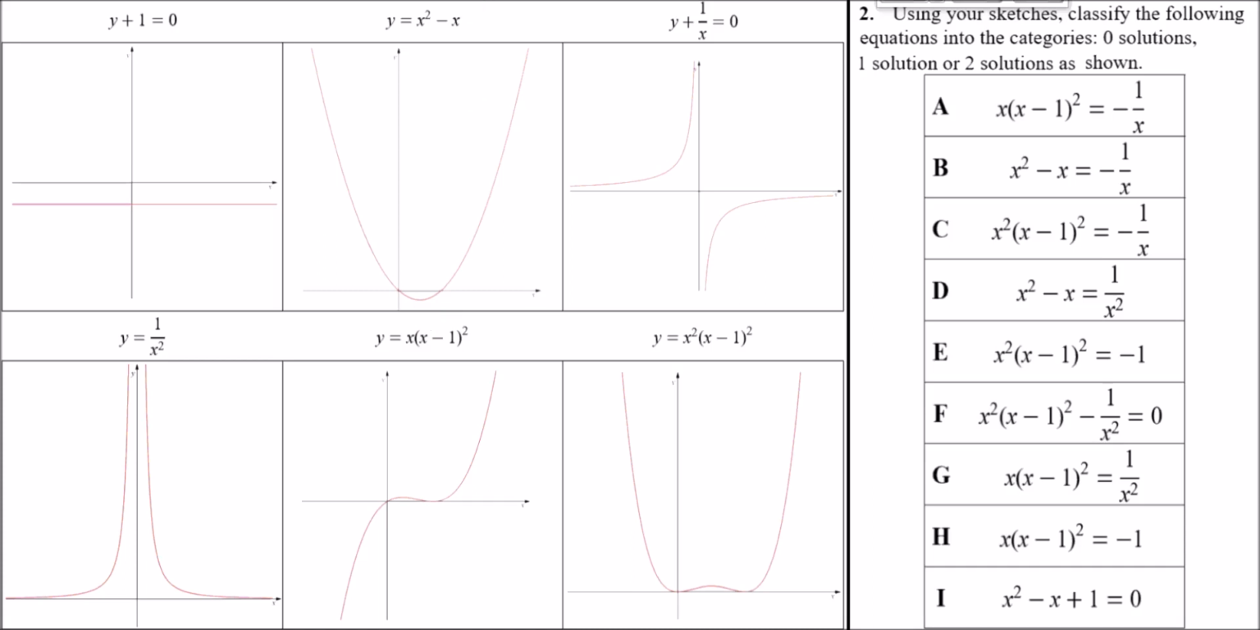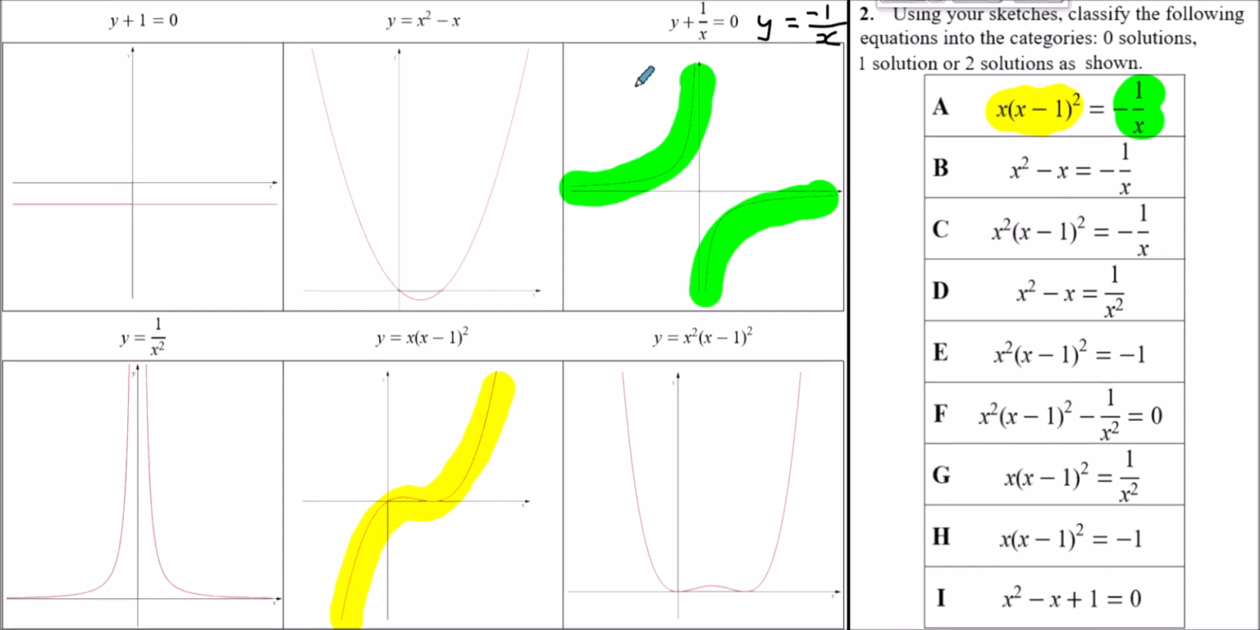So let's have a look at A, for example. A, we've got x brackets x minus 1 all squared. Okay, now we graph this here. And so we need to imagine when this one would meet this one, which is minus 1 over x. So we graphed y equals minus 1 over x here. This rearranges, remember, to y equals minus 1 over x. In fact, I'll just write this in now. So what we need to think about is when would this yellow intersect with the green?